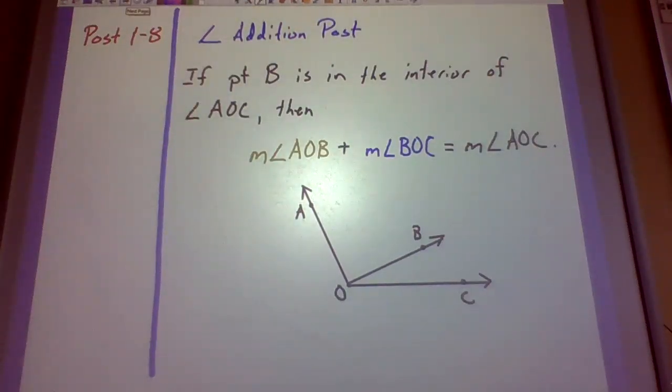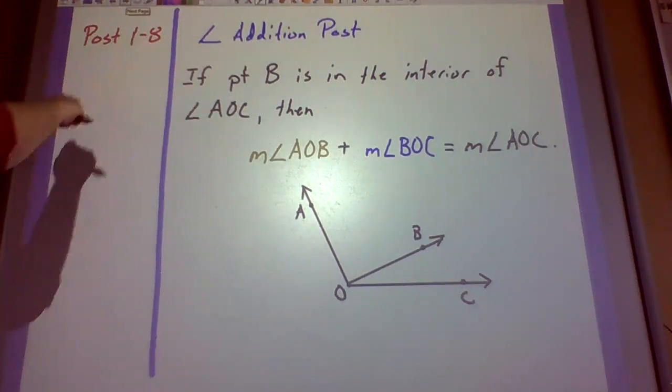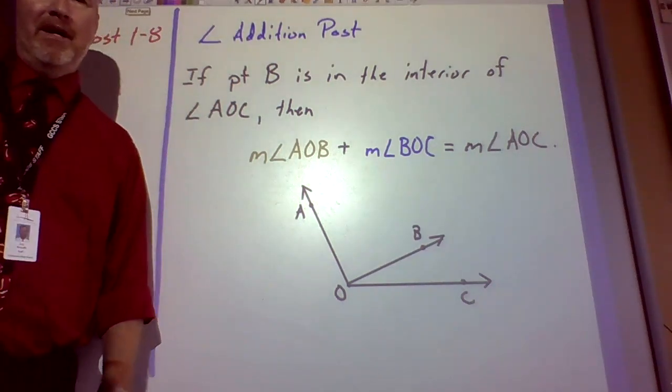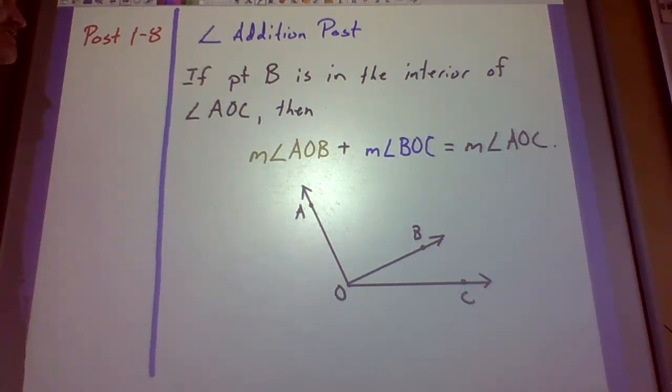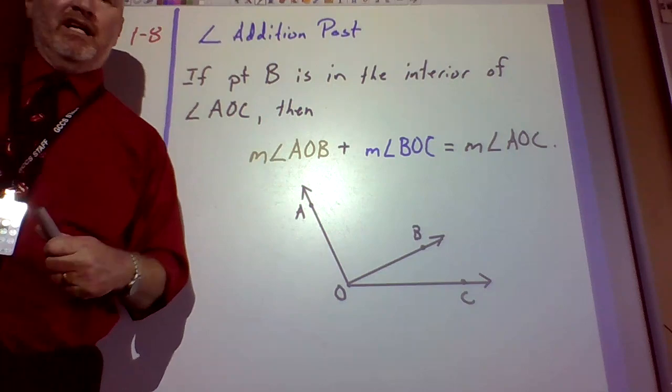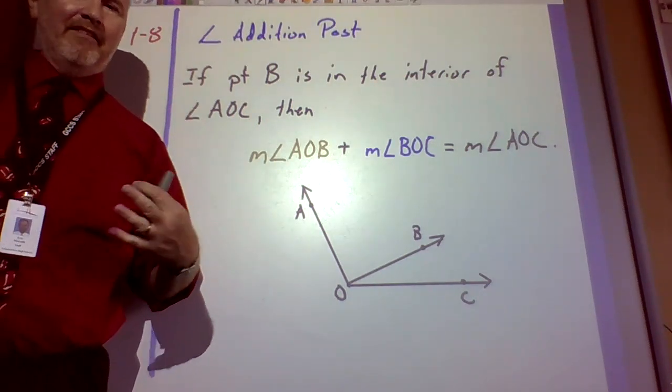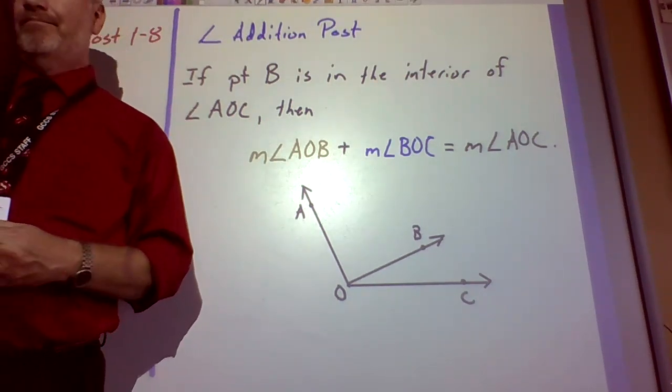Okay. The angle addition postulate. Here's postulate 1-8. I'm not sure what happened to postulate 1-7. It seemed like we skipped that. I remember 1-6 from the last lesson, but not 1-8. It's the angle addition postulate. And again, it's another kind of a common sense postulate.